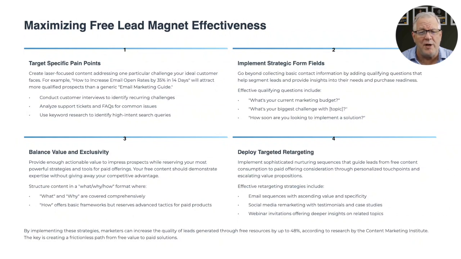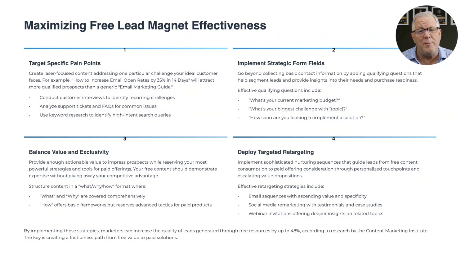Create laser-focused content addressing one particular challenge your ideal customer faces. For example, how to increase email open rates by 35% in 14 days will attract far more qualified prospects than a generic email marketing guide. To do this effectively, conduct customer interviews to identify recurring challenges, analyze your support tickets and FAQs for common issues, and use keyword research to identify high-intent search queries.